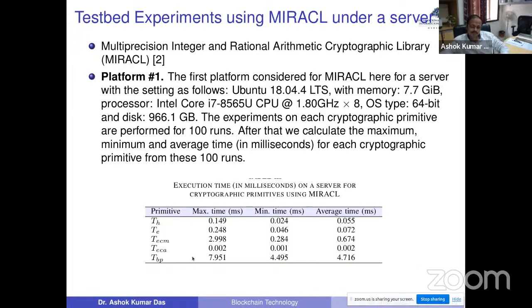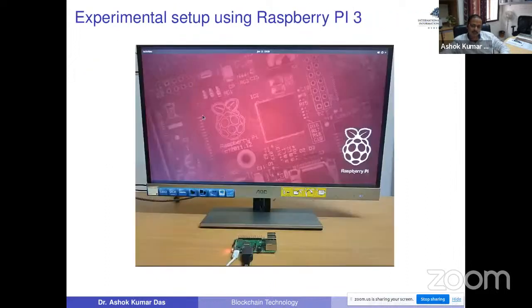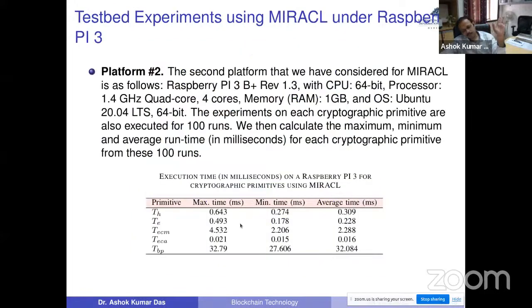Now the same functions we have run on the Raspberry Pi 3, which is taken as the drone setting, because Raspberry Pis are resource constrained devices. So we coded each and every primitive, then put it in the Raspberry Pi memory, with the Raspberry Pi connected to a terminal. Then from the Raspberry Pi we ran each and every primitive 100 times. Then again we measured the maximum time, minimum time, then average time.